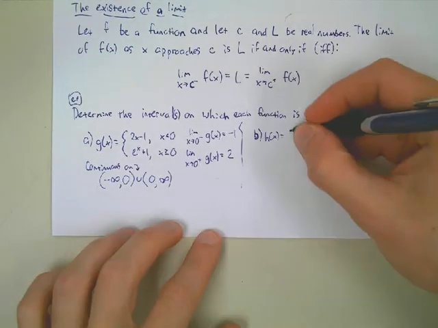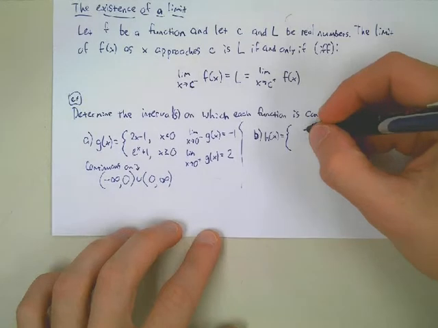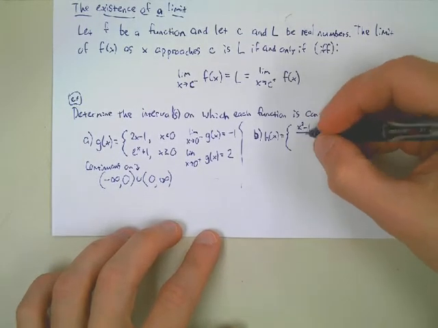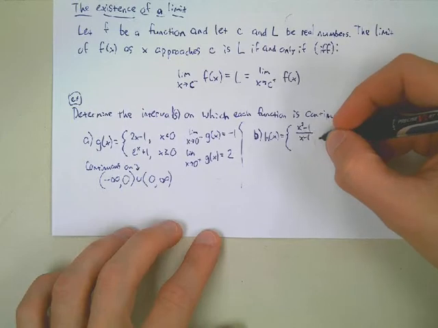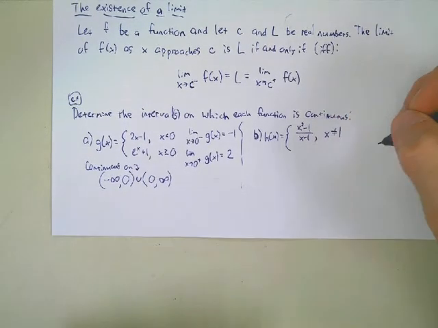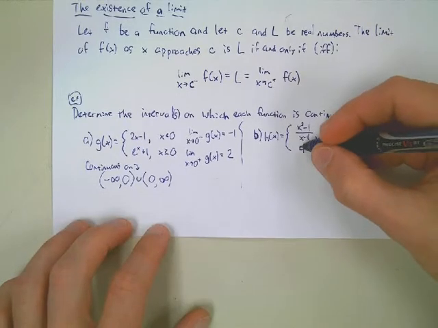Yeah, exactly. All right, so we're going to do another piecewise. We'll have x squared minus 1 over x minus 1. And that's going to be for x values not equal to 1. And then we'll say it's 4 for x equal to 1.